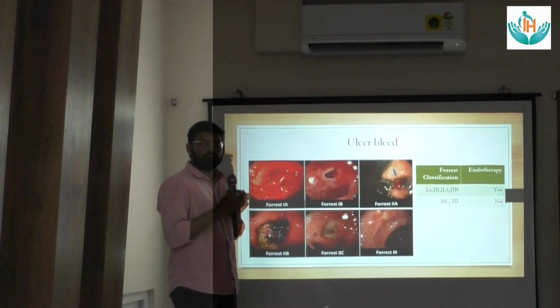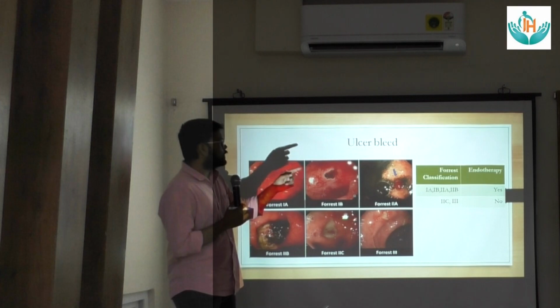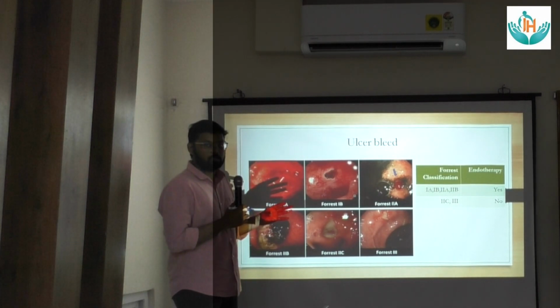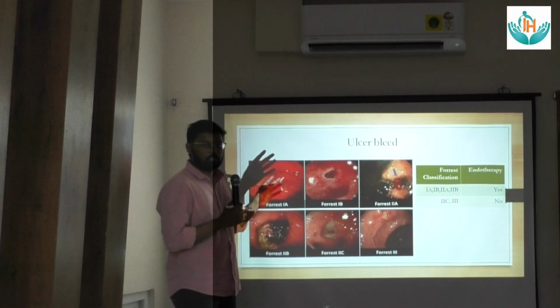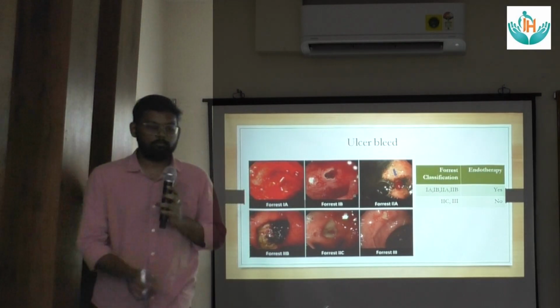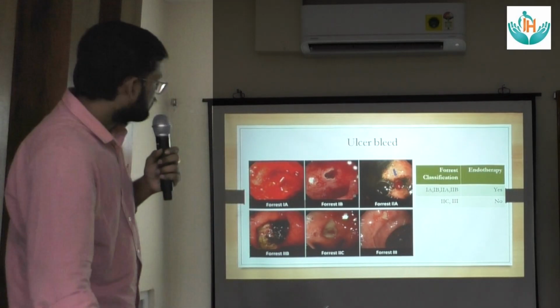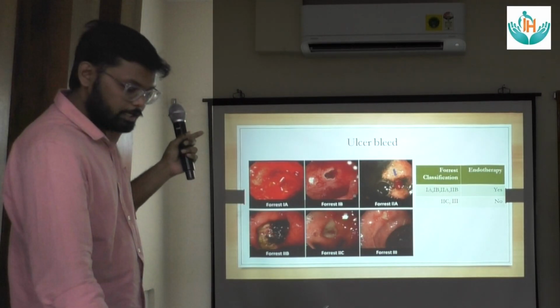Why should we classify the ulcer by Forrest? Because if it is Forrest 1A, 1B, 2A, or 2B, we should definitely do some endotherapy, or else there is a very high risk of rebleed. If it is 2C or 3, nothing is required to be done. We can just manage him medically with PPIs or antibiotics, etc. In our patient we have a Forrest 1B ulcer, so that's why we have to do endotherapy in this patient.